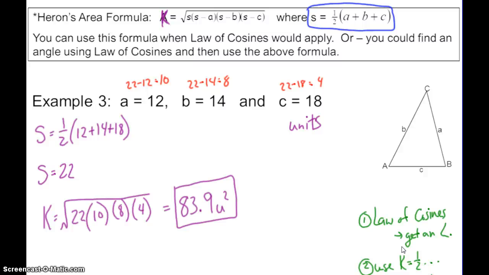Okay. Hopefully a little bit easier than some of the other trig we've done. And that's everything you need to know to find out everything about triangles. You can now find all the parts, angles, and sides, and you can find the area now as well. All right?